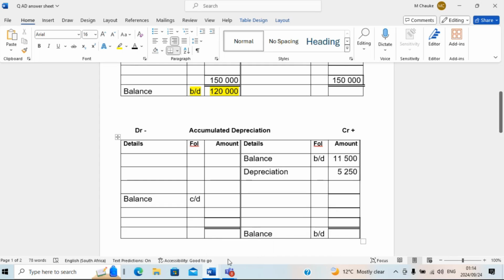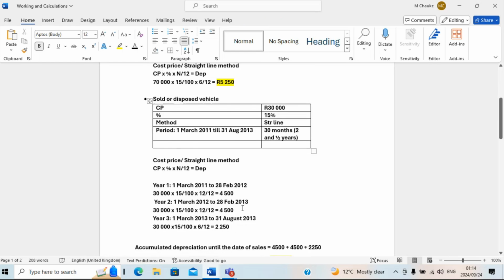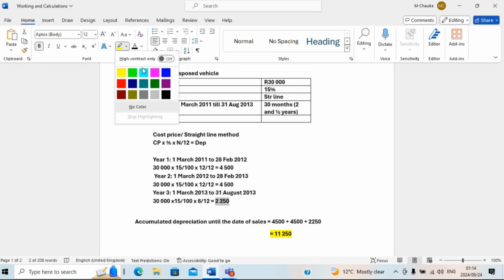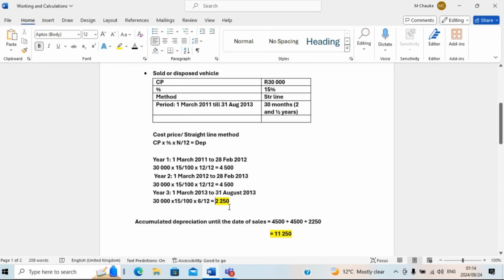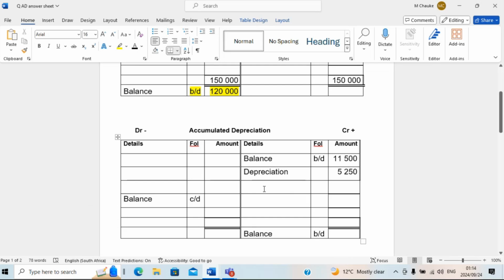And then we go and check depreciation for the sold for the current year. We only record depreciations for the current year. Depreciation for the current year for the sold is this one, 2,250. And then we go to the answer sheet and say depreciation of the sold, which is 2,250.